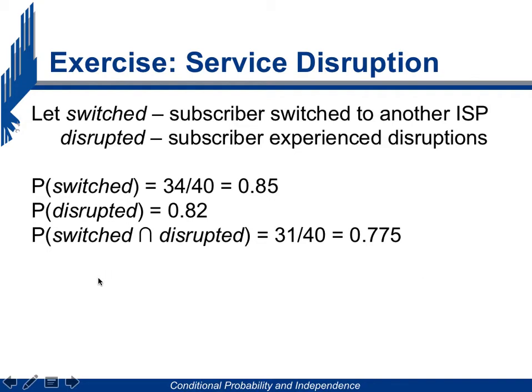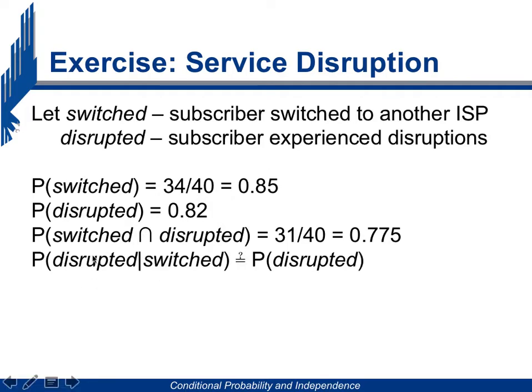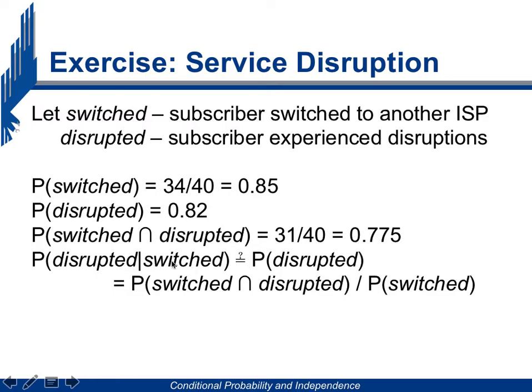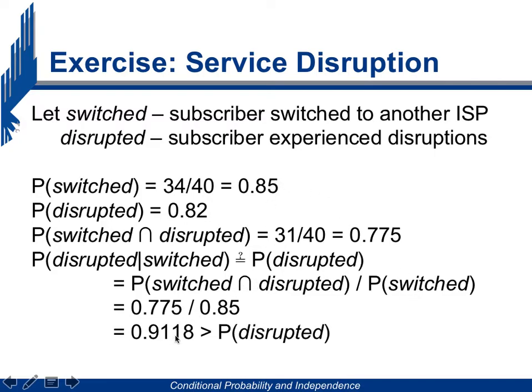Now, another way to check for independence is through the second equation. We can check P of disrupted given switched, and we will compare that to P of disrupted. So computing for this conditional probability, we'll just again divide the probability of their intersection by P of switched. So that's 0.775 over 0.85 or 0.9118. And again, this is greater than 0.82, which means that these two events are not independent.